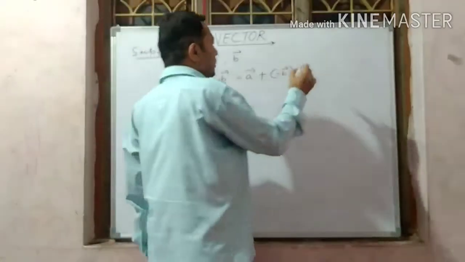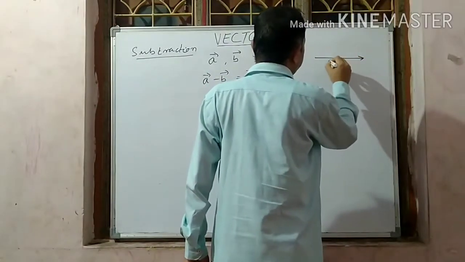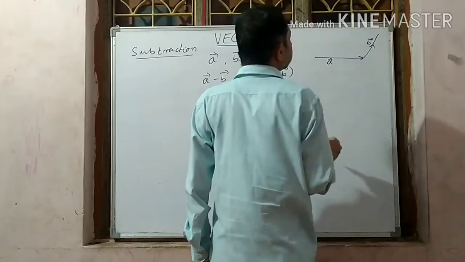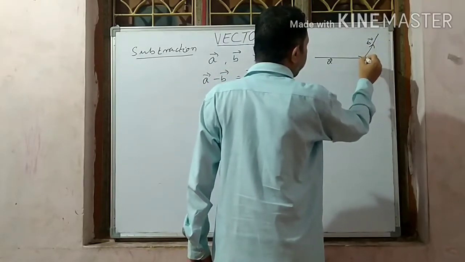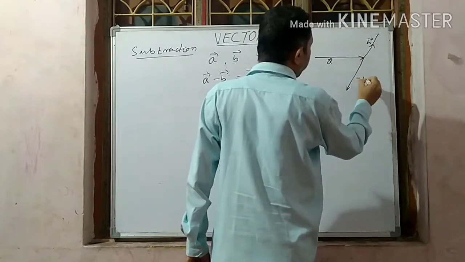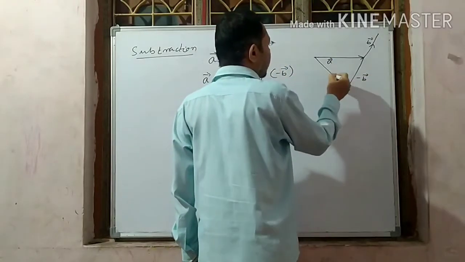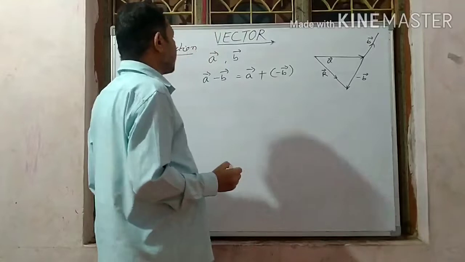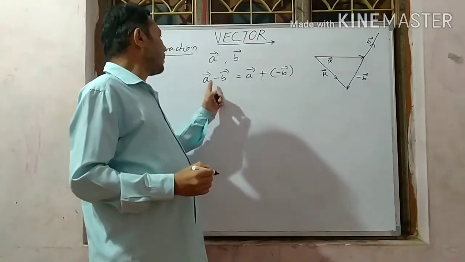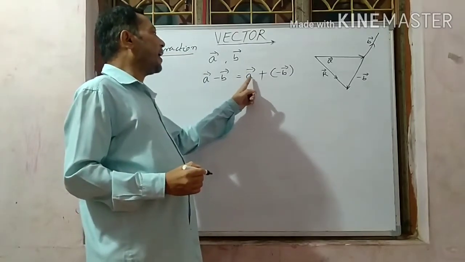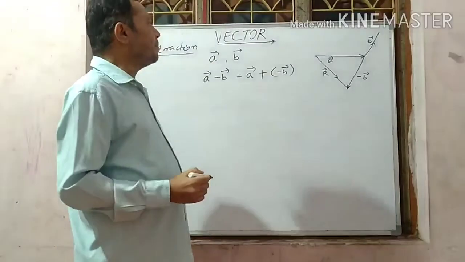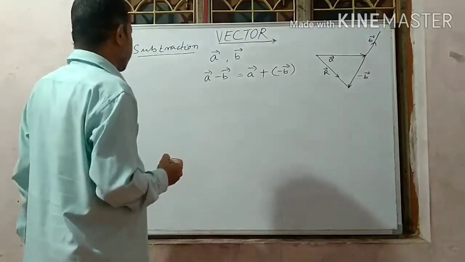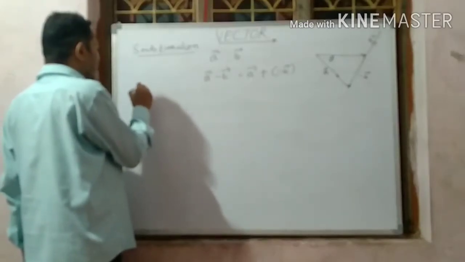Suppose vector A is in this direction, that is vector A, and vector B is a vector in this direction, vector B. Then A minus B means we should take vector B in opposite direction, that is vector minus B. So A plus minus B is the resultant R. So A minus vector B is nothing but addition of A and minus of B. Minus of B means vector B taken in opposite direction. Now let us discuss position vector.